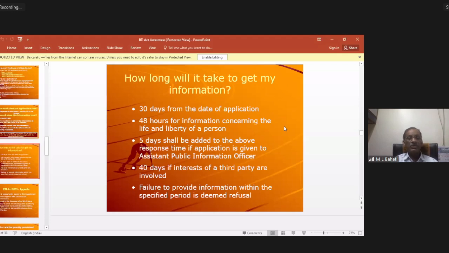If the application is submitted to the assistant PIO, then you have to wait 5 more days. That is, instead of 30 days, you have to wait for 35 days. If the interest of a third party is involved, then you have to wait for another 10 days. That is 40 days. Why does this require 40 days?